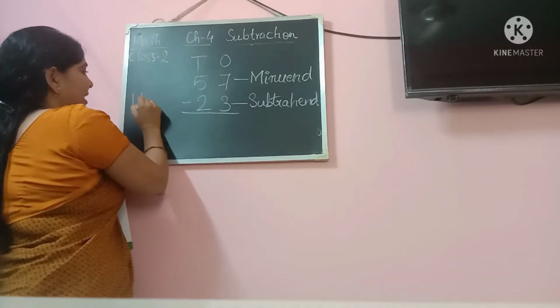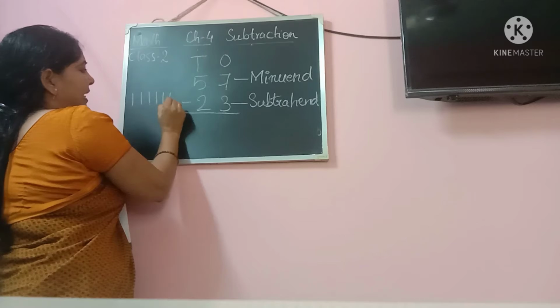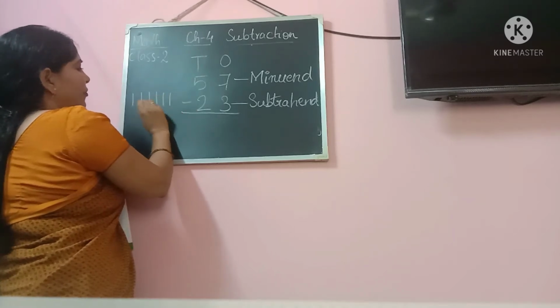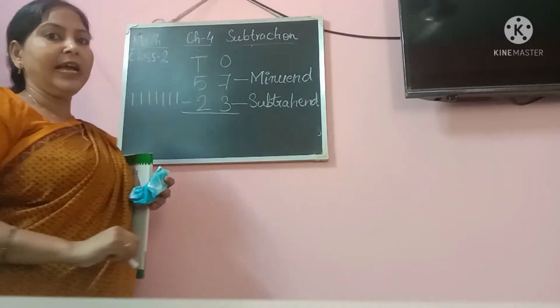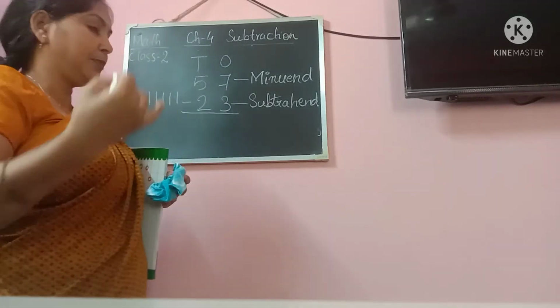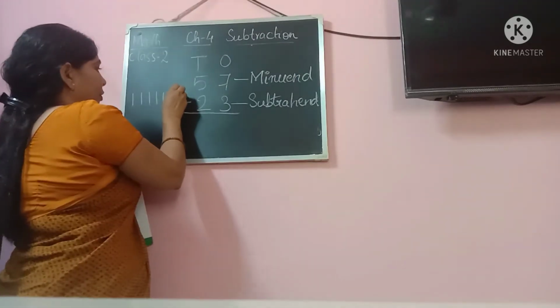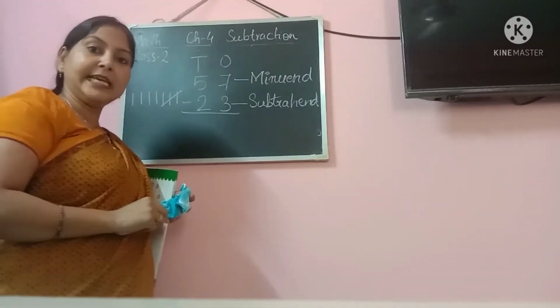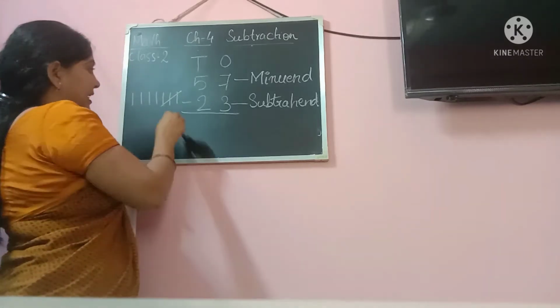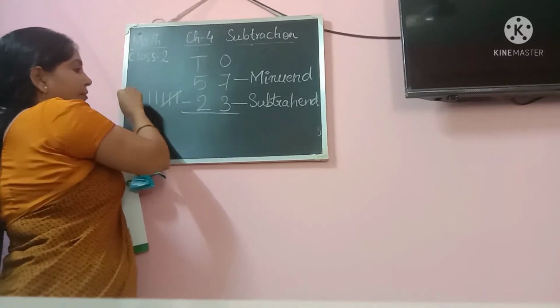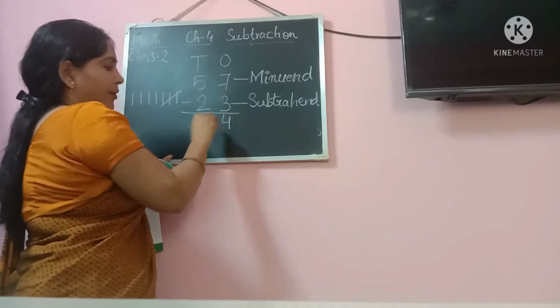In the ones place we have 7 standing lines: 1, 2, 3, 4, 5, 6, 7, and we have to take away, or subtract, 3. So I am going to cancel 3 standing lines. How many standing lines are remaining? 1, 2, 3, 4. So I will write 4 here.